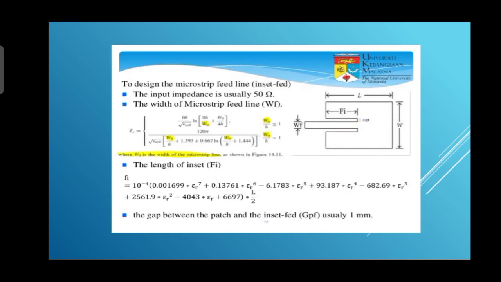And here is another example of calculations or problems involving the microstrip antenna. To design the microstrip feed line, the input impedance is usually 50 ohms and the gap between the patch and the inset feed, or gpf, is usually 1 millimeter.